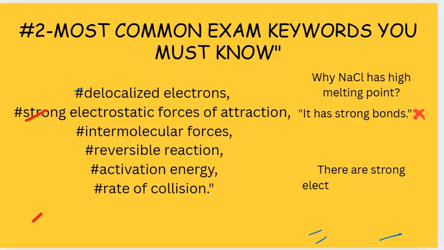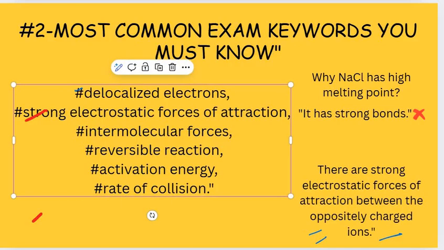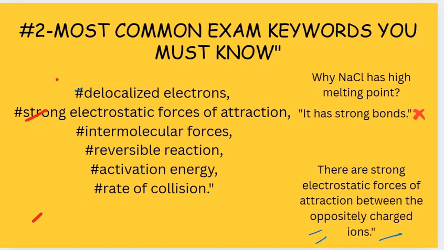Now, the second most important suggestion I want to give here is that you always use the perfect keyword. For example, not only electron, you talk about delocalized electron if there's a metal. You should talk about strong electrostatic force of attraction if they're talking about different charges, the intermolecular force of attraction, activation energy. Don't write just energy is less or low. If there is a rate of reaction question, you state all this.